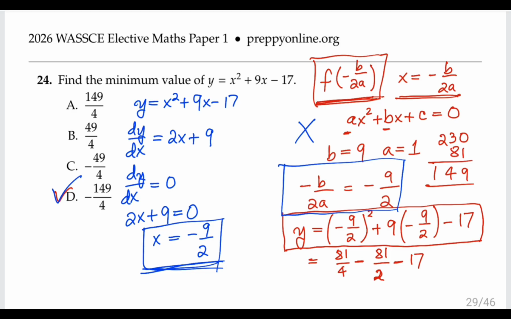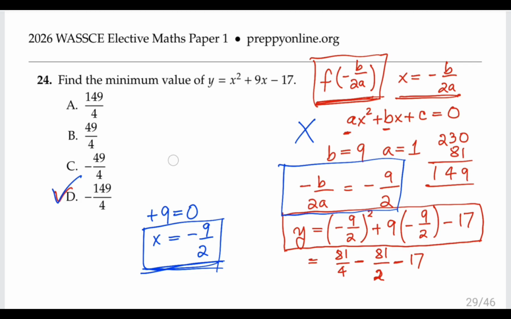Another method that we can use is completing the square. If you complete the square in this exercise, you're automatically going to find the minimum. So let's try to do a bit of that. Maybe we'll not do the full thing, but let's see.